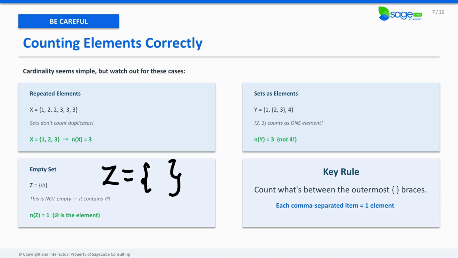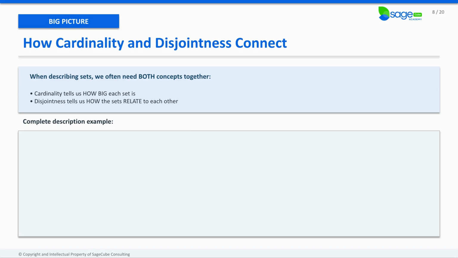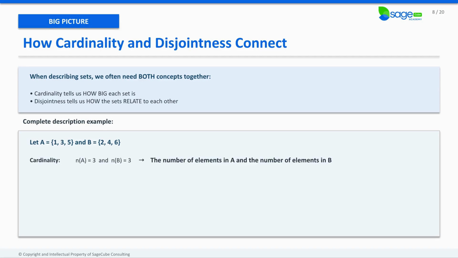Got it? Now let's see how cardinality and disjointness work together. So cardinality tells you how big each set is. Disjointness tells you how the sets relate to each other. Used together, you can give a complete description. Example, A equals {1, 3, 5}. B equals {2, 4, 6}. So the number of elements in A equals 3. That of B equals 3.